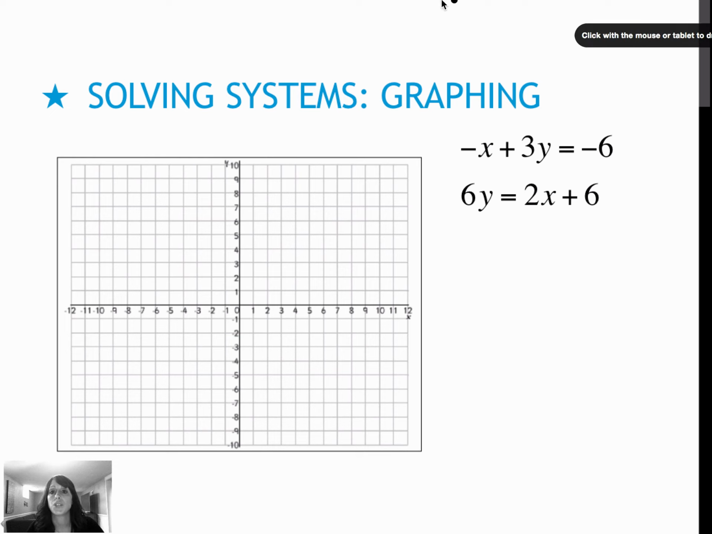For my first equation, I would start by using the cover-up trick because it is in standard form. I would cover up the minus x to get 3y equals negative 6, so y must be negative 2. Then I would cover up the 3y to get negative x equals negative 6, which means x must be positive 6. I would then connect the dots.